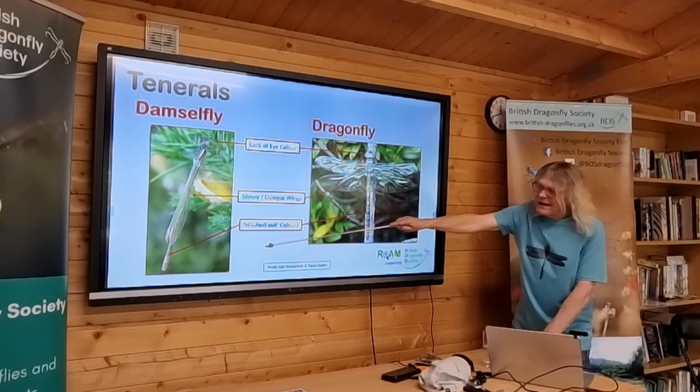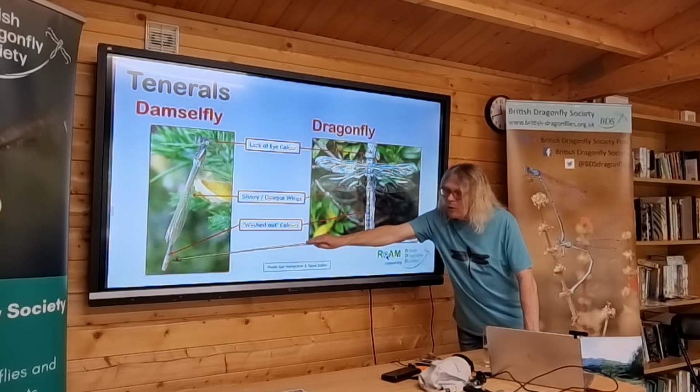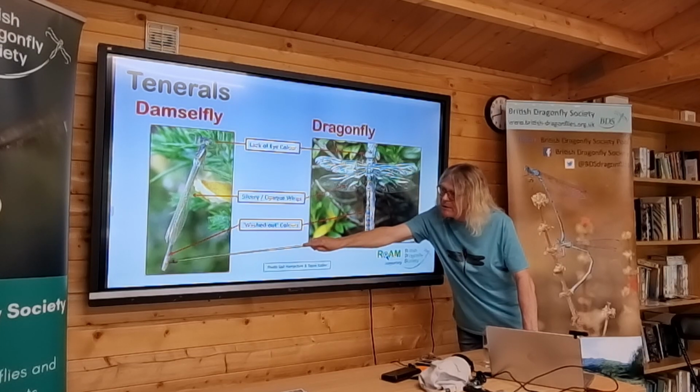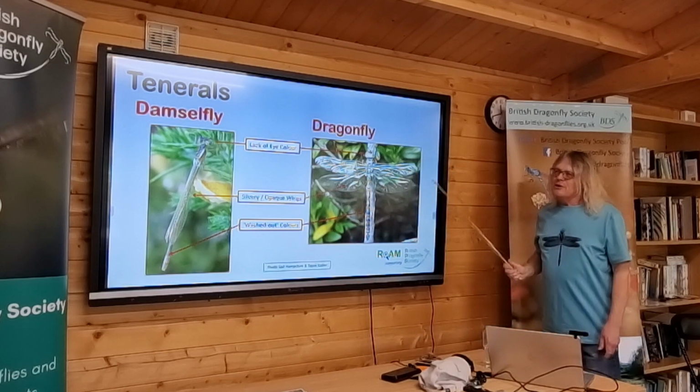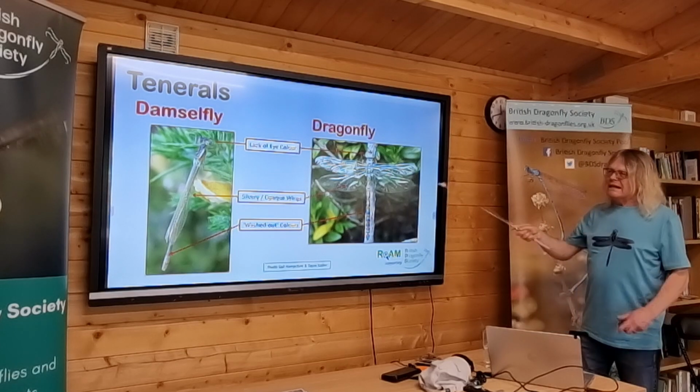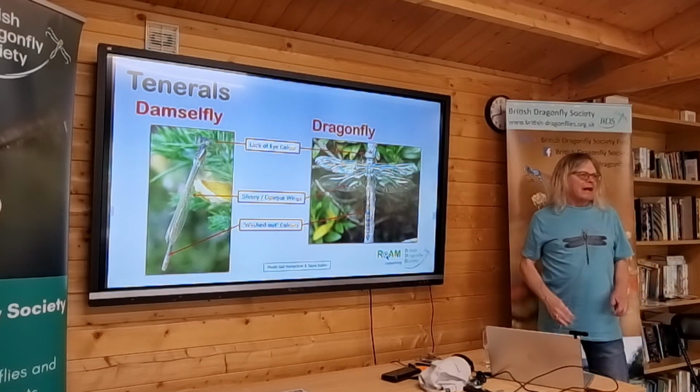But the blue tail will mature. All of them initially will have a blue section there. You can see it's like a dark brown colour, a sort of light oaty brown at the moment. So you could do that, but you don't really need to worry too much about the tenerals.